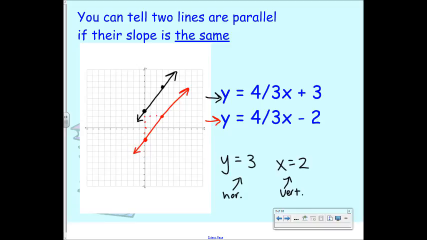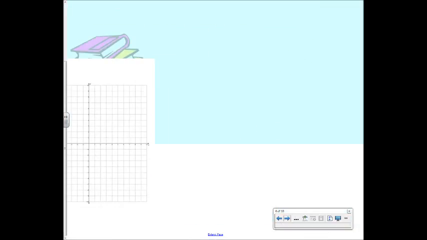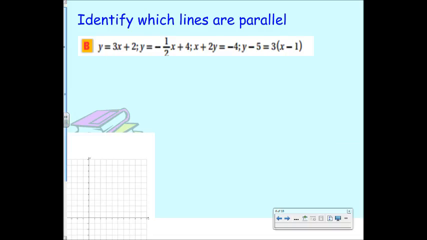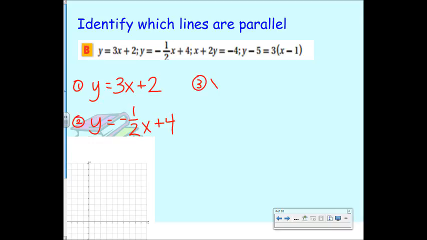So take a look at these 4. I don't even need this coordinate plane. I'm going to move it because that's just giving us more work to do. I want to figure out which of these 4 are parallel. This is written really small, so I'm going to write them a little bit bigger. Our first one is y equals 3x plus 2. Our second one is y equals -1/2 x plus 4. Our third one is x plus 2y equals -4. And the fourth one is y minus 5 equals 3x minus 1.